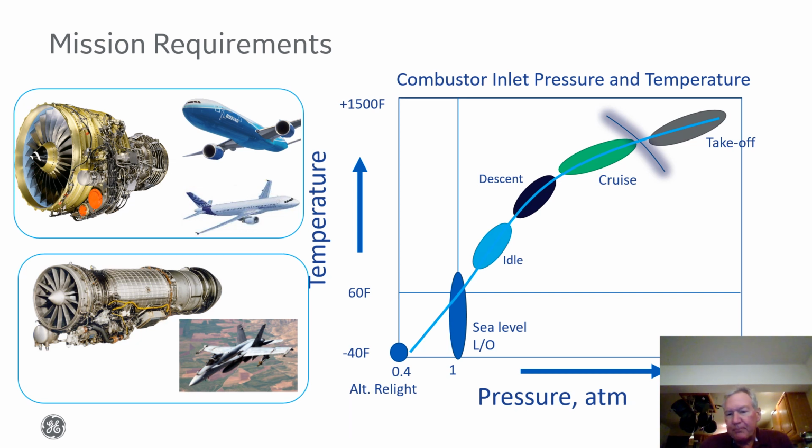Now, I will point out that there is a very low pressure condition where the combustor has to be capable of relighting, and that is when we have, for example, at altitude, a flame out of an engine, and then have to relight that engine under very severe low pressure and low temperature conditions. But that is an important requirement for these engines, and it's an FAA certification point.